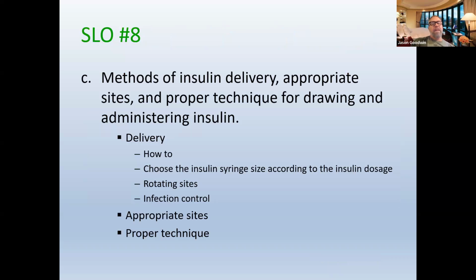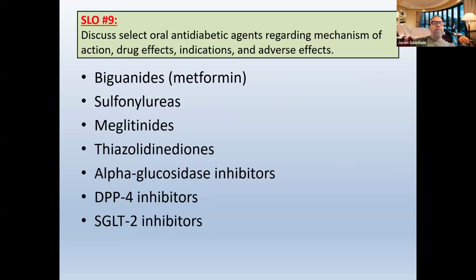Okay, methods of insulin delivery, appropriate sites. So how do we deliver insulin? We did this in our pharmacology lecture, but you want to make sure you rotate the sites and choose your syringe correctly. You also want infection control practices appropriate with the injection sites, and the proper technique. All right, so now we're going to talk about oral anti-diabetic agents.